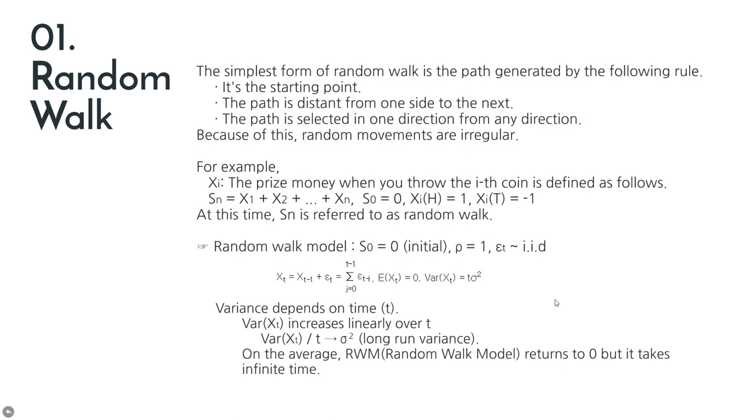In the random walk model, it is assumed that S0 equals 0, rho equals 1, and epsilon t follows IID, with the following formula. Variance depends on time t. Variance of xt increases linearly over t. On the average, the random walk model returns to 0, but it takes infinite time.